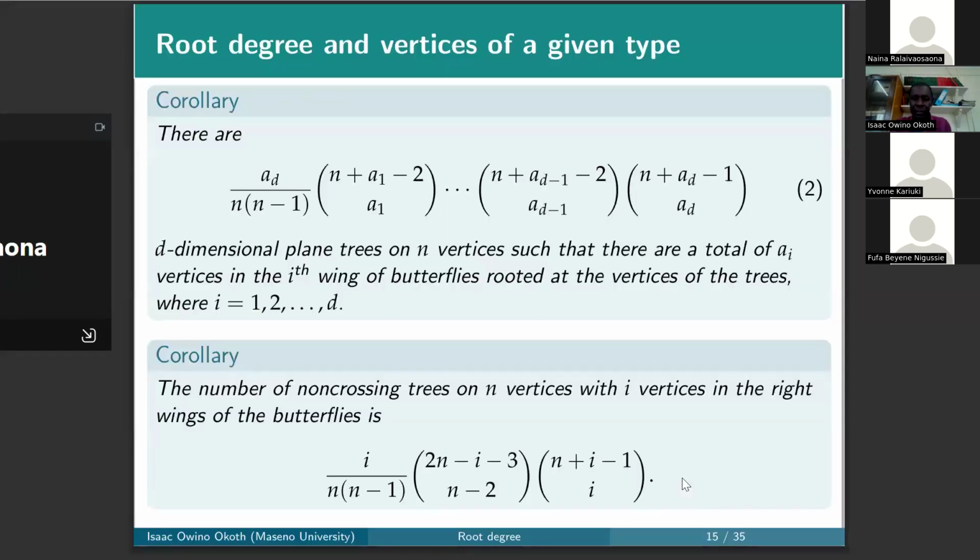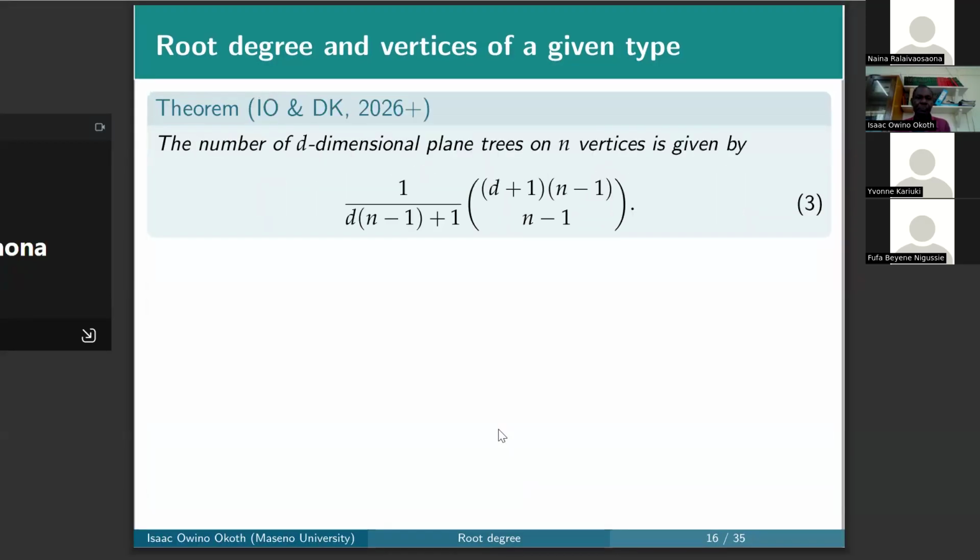And then the number of non-crossing trees on n vertices with i vertices in the right wing of the butterflies is given by this equation here. How do we obtain this? Because it's non-crossing trees, d is 2, so a_2 is i, because it's in the right wing. And then a_1 is going to be n minus i. So by doing that substitution in 2, we get this formula here. This is a result I noted before.